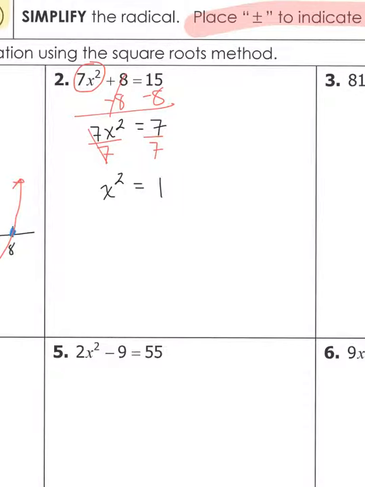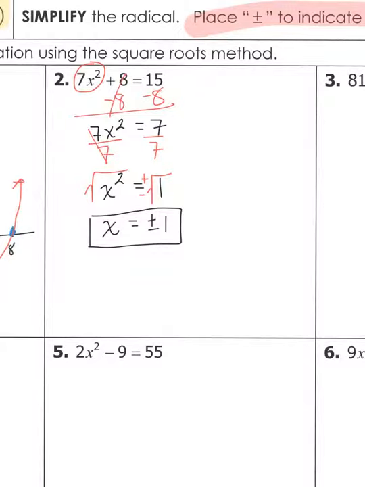So to figure that out, I'm going to take the square root of both sides, and I'm going to do plus or minus the square root of 1. So the square root of x squared is x, and the square root of 1 is 1. So I have a plus 1 and a minus 1. So this parabola crosses the x-axis at positive 1 and negative 1.